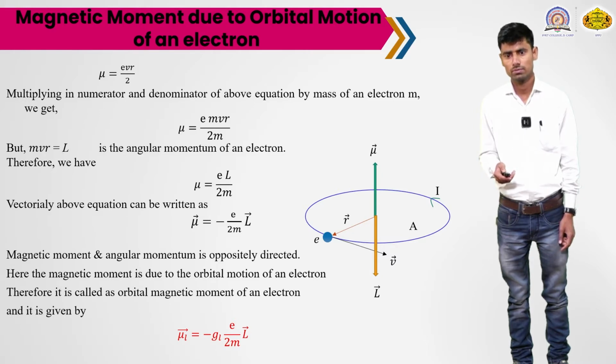And here this magnetic moment is due to the orbital motion of an electron in an orbit, and that's why it is called the orbital magnetic moment. And it is given by mu L bar equals minus g_L e divided by 2m into L bar.